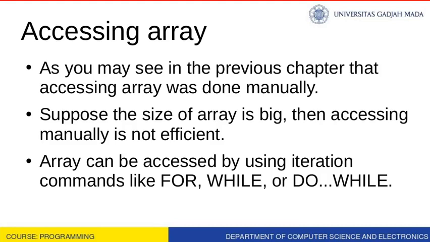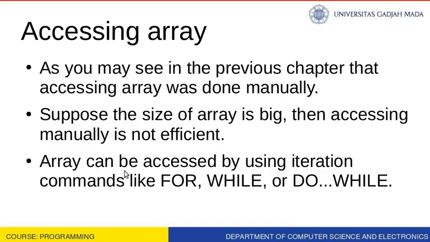So how to access an array? As you may have seen in the previous chapter, accessing the array was done manually by mentioning the index one by one, written manually in the program. Suppose the size of the array is big, then accessing manually is not efficient. Suppose we have an array of size 100, it is impossible to write it directly in the program, starting from index 0 until 99.